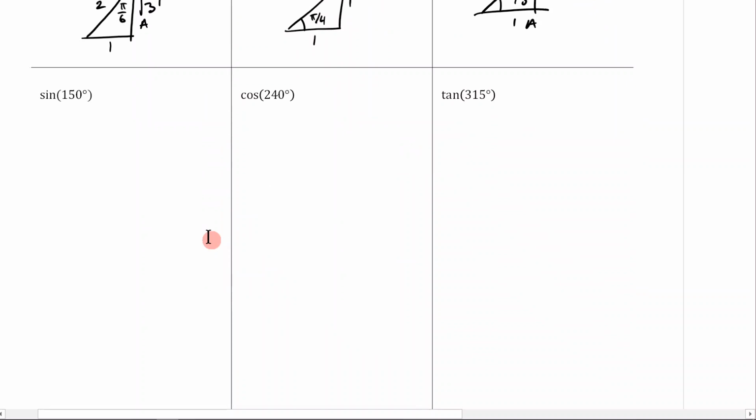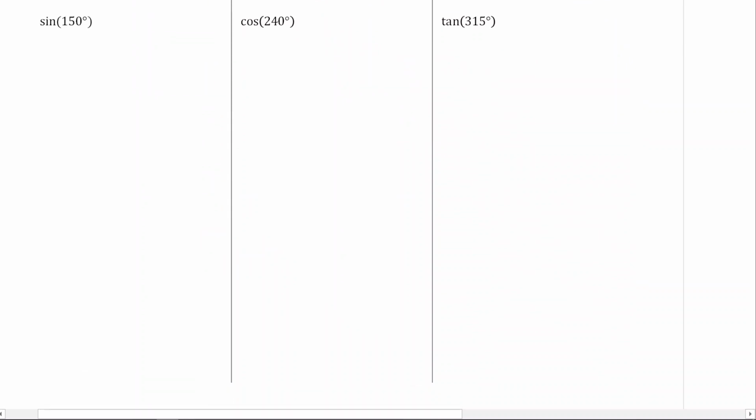Let's answer these now. Now these are the same. The only difference is that they're degrees, not radians.